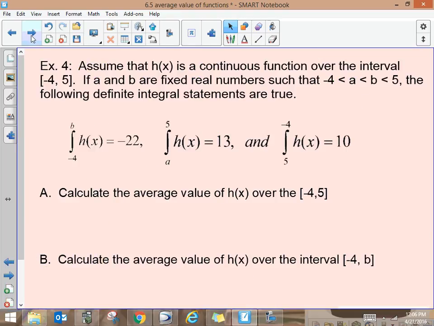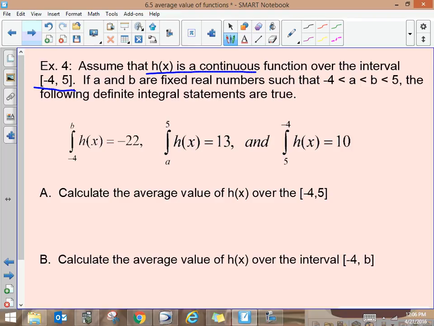Okay, this is a little bit different, but it's used manipulation. Assume that h of x is a continuous function over the interval -4 to 5. So those are my two criteria: you gotta have a closed interval and be continuous. A and B are fixed real numbers such that -4 is less than A, which is less than B, which is less than 5. So basically, A and B are in between -4 and 5, and A is less than B. That's all it takes.